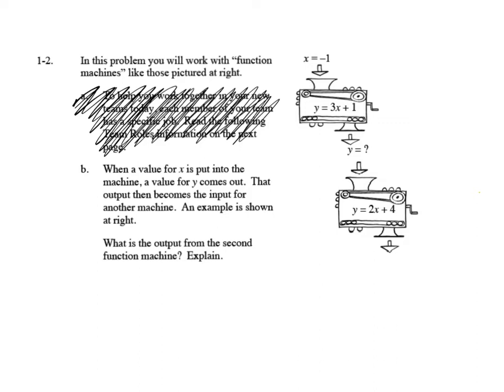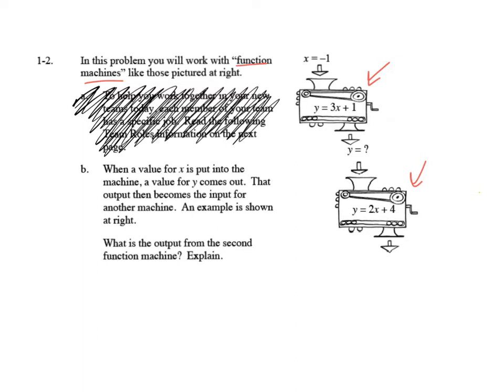So this is going to be our focus of this chapter. As you can see, the function machine kind of looks like a machine, right? So these are the function machines. And they're kind of just meant to help us get through this idea of inputs and outputs.